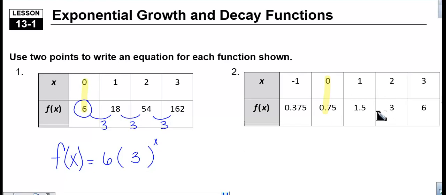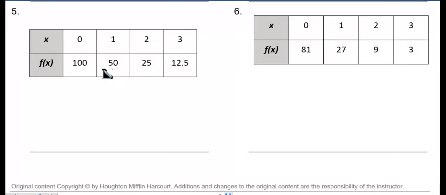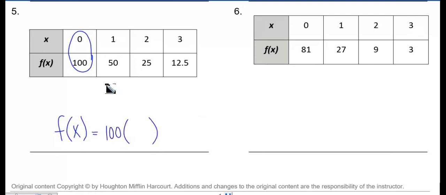Example 2 would be set up exactly the same way, but I'd like to show you a decay function. Examples 5 and 6 both show decay functions. You can see that the y values are declining as we move forward with the x values. Again, you want to focus on your initial value. So we would set this up as f of x is equal to 100, and then we're going to determine what that rate of change is. In a decay function, when you do your division, 50 divided by 100, you'll see that your rate is 1/2.